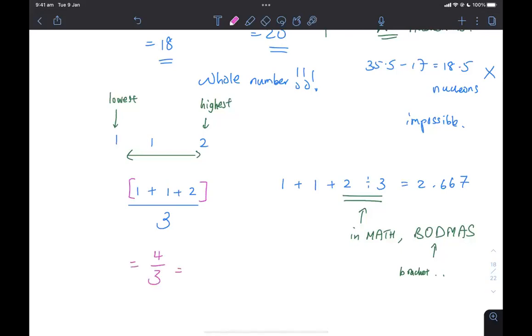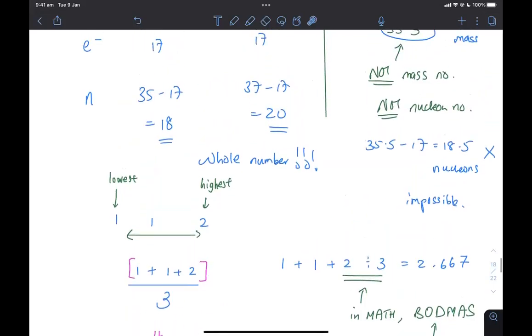Now, if you do 4 divided by 3, you get 1.33. So that means your average is actually 1.33, between the lowest and the highest. Average cannot be higher than the highest. Average cannot be lower than the lowest. This is the most basic mathematics you can ever learn in the whole world, all right? Now, the use of bracket, very important. Make sure you can do that, yeah?